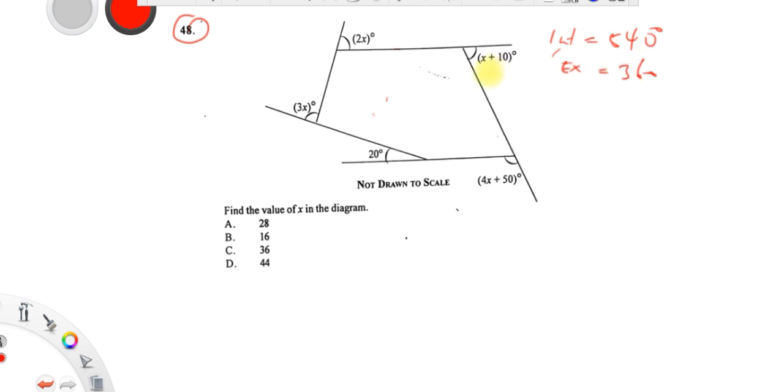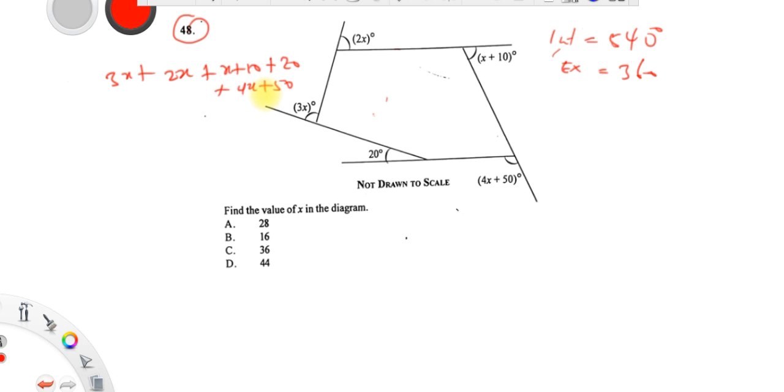So what you have been given here are the exterior angles. Have you seen? You can add them. So if you add them, you have 3s, then plus 2s, then plus s plus 10, plus 20, and then plus 4s plus 50, is what we are given, guys.